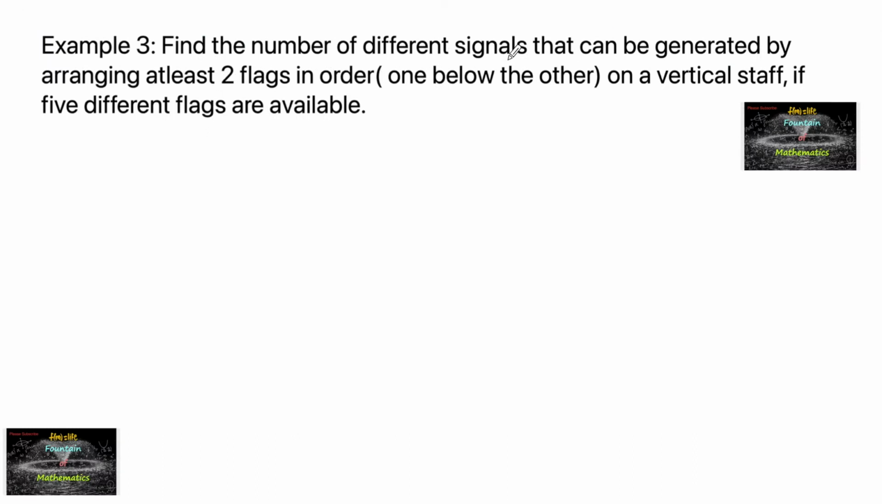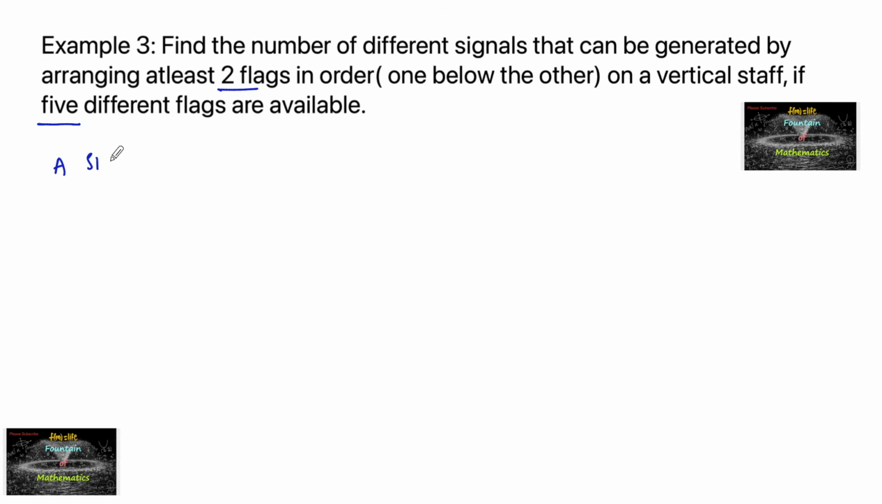Find the number of different signals that can be generated by arranging at least two flags in order, one below the other, on a vertical staff, if five different flags are available. So here total five different flags are given. So we need to find the number of different signals that can be generated by arranging at least two flags.